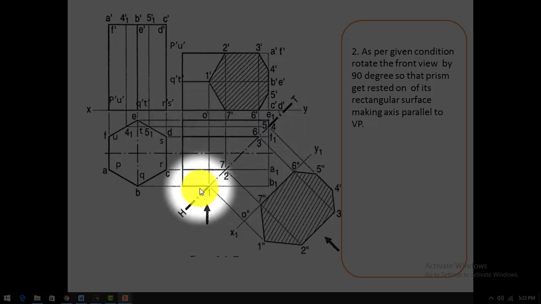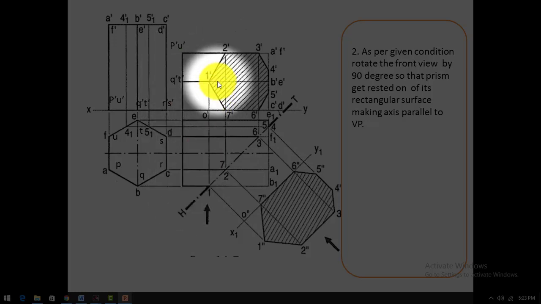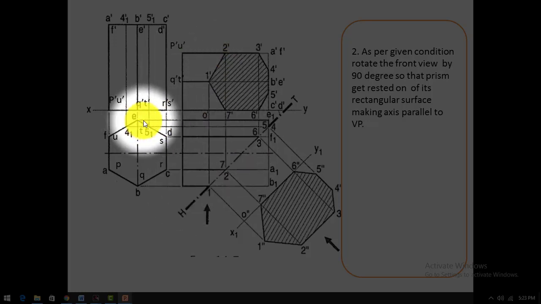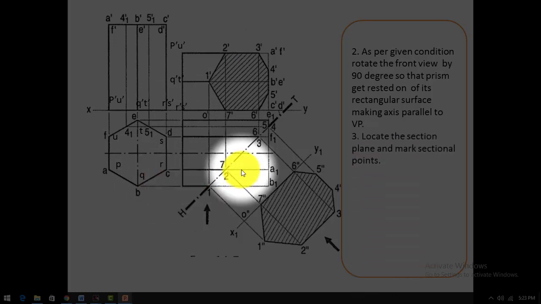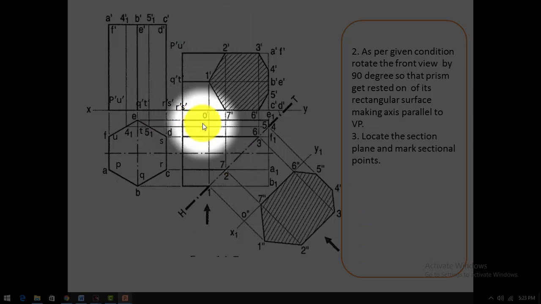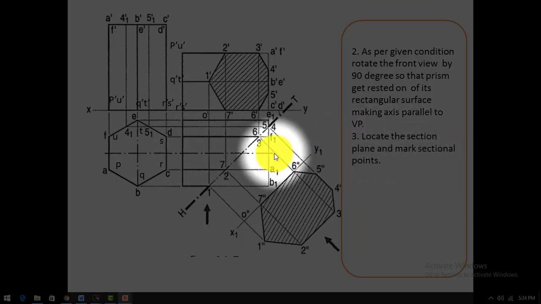The top view will be a rectangle. You have to complete the top view by taking projections from the front view and from the previous top view. According to that, you locate the respective corners of the top face and bottom face of the prism. Then the next step is what? Locate the section plane and mark the sectional points.